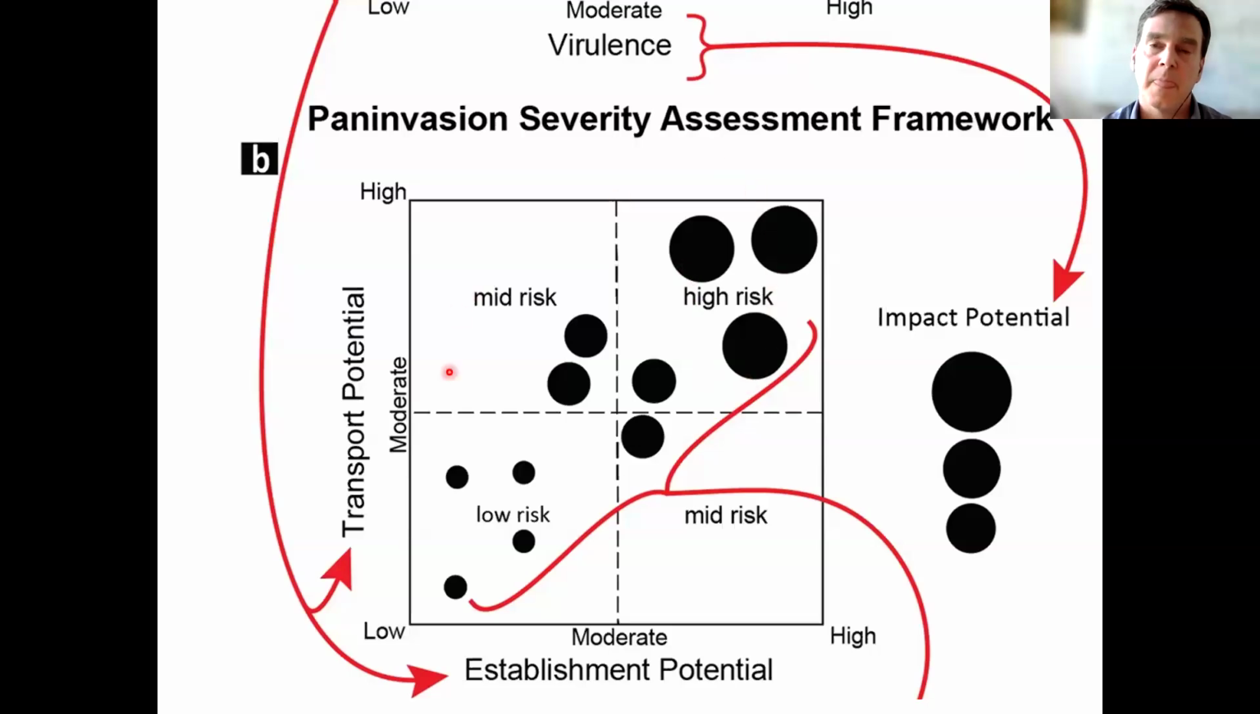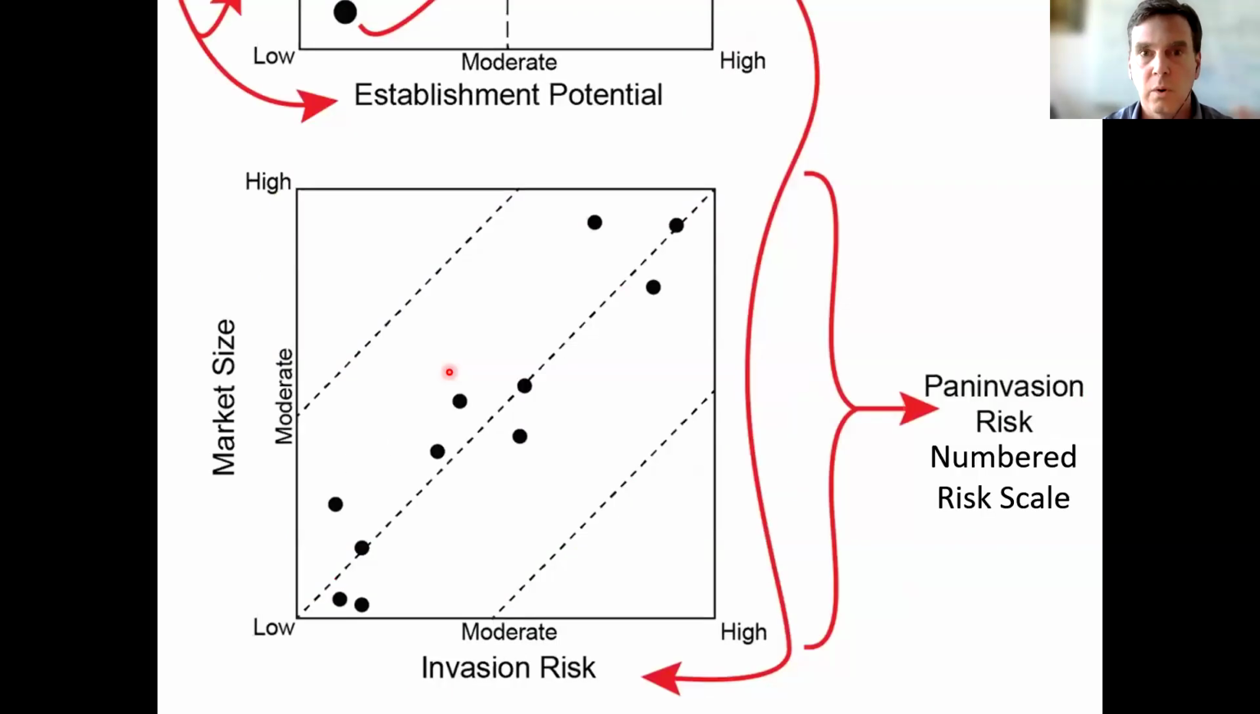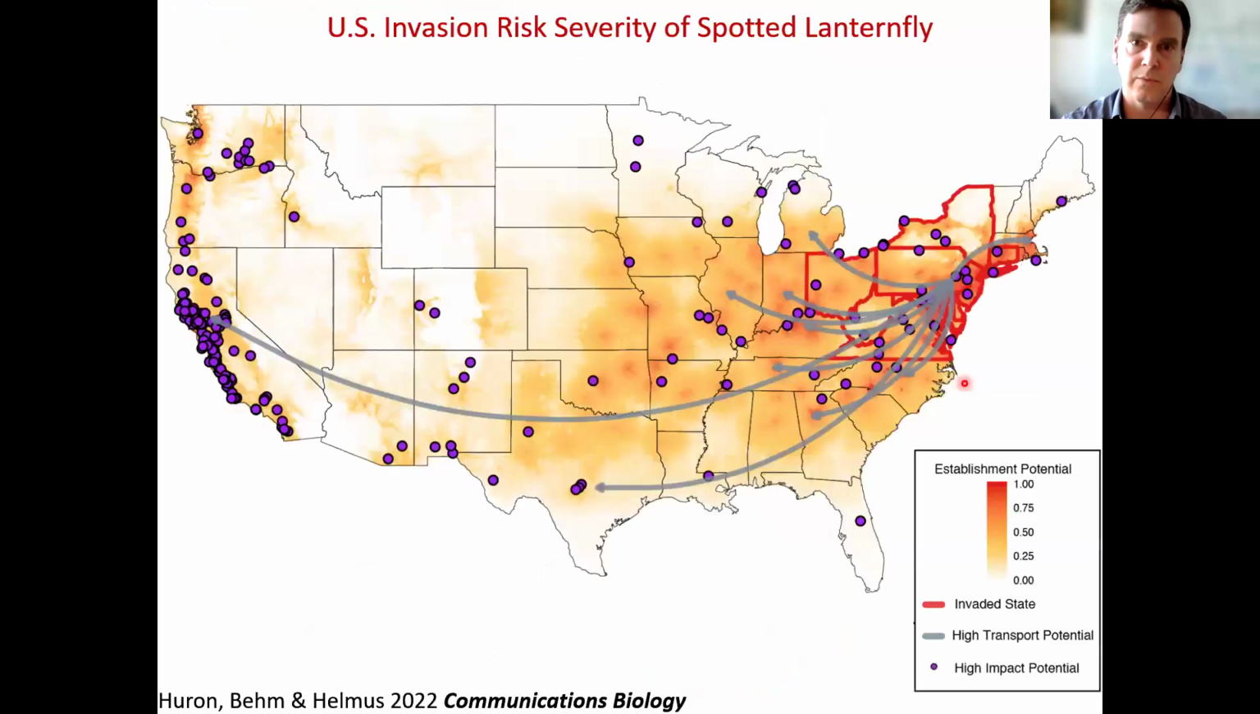We then look at the multivariate correlation of these three different potentials: transport, establishment, and impact. And we correlate that then to the size of the market for those particular units of analysis, for the particular nations or states that we're looking at. And that allows us to then get a correlation among market size and then invasion risk. And that then gives us a numbered risk scale that we can actually output and communicate to stakeholders then. And so I'm going to go through that, but that in a nutshell is sort of the framework.